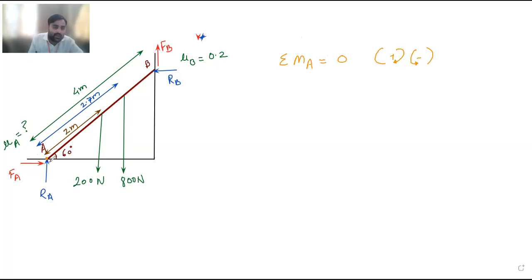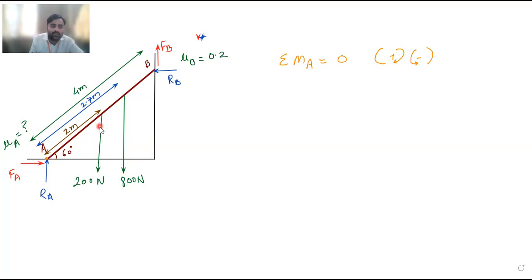This FA is passing through point A, so its moment is 0. RA is also passing through point A, so its moment is 0. Now for this 200 Newton force, what is the perpendicular distance? This is the perpendicular distance. The force is vertical, so your distance must be horizontal. This angle is 90 degree. So moment is nothing but this force into this perpendicular distance.